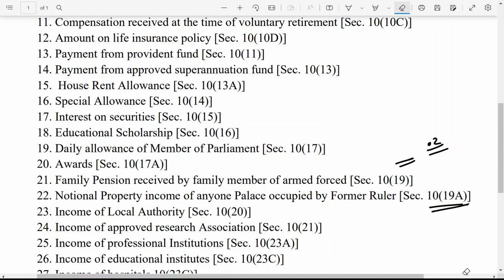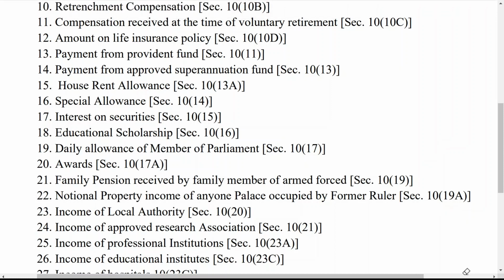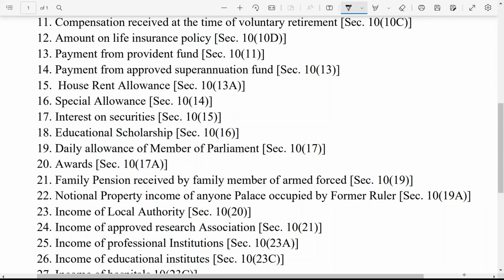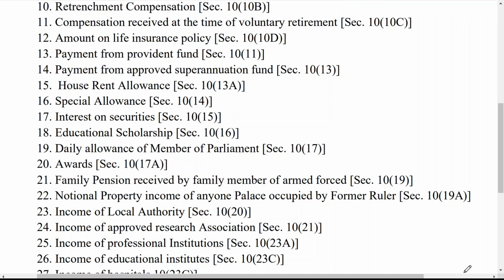This exemption is available to a former ruler who is occupying more than one palace. Income of a local authority: if a local authority is generating any income by selling their particular units, or by providing some activities other than the specified activity, then that income is totally exempt from tax. Income of an approved research association, section 10 subsection 21. If the approved research association is earning certain income and it is approved under section 10 subsection 21, then also it is exempt from tax.